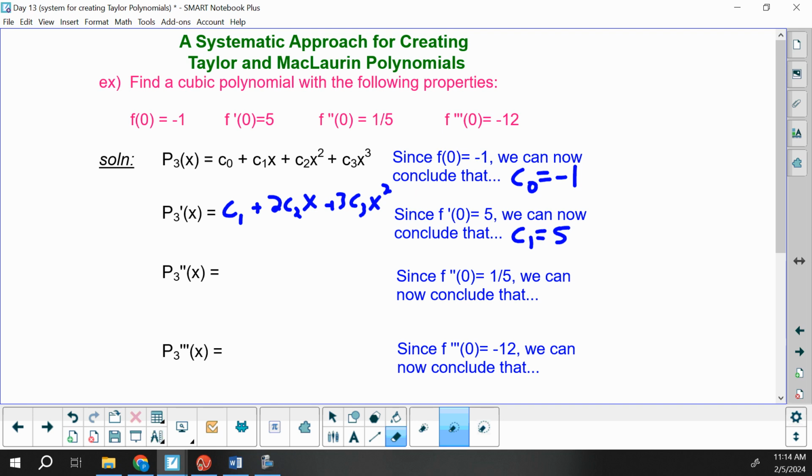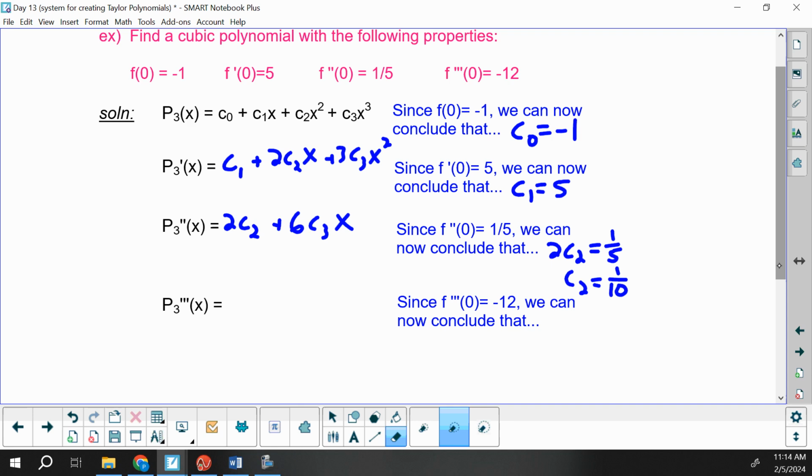Well, let's see if we can keep going. Let's take the second derivative. The c1 is a constant. Its derivative is 0, so it goes away. 2c2x, its derivative will just be 2c2. And then the last term will have to multiply the 2 out front, so we'll get 6c3x to the first. Because f double prime of 0 is 1/5, we know that when we put in 0 for x, all we'll have is 2c2 remaining, and that should equal 1/5. Well, if we divide the 2 over, that means that c2 is just 1/10.